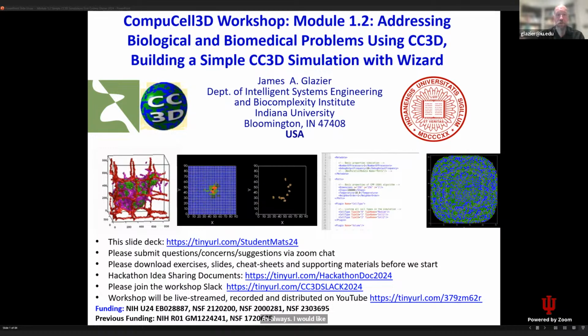This is module 1.2. We're going to have a bit of a general introduction to the things CompuCell can do, and then we are going to build a simple simulation together.